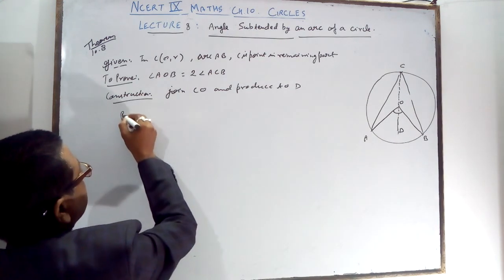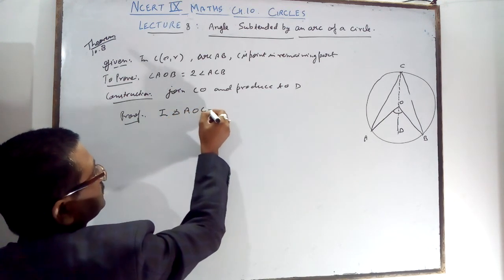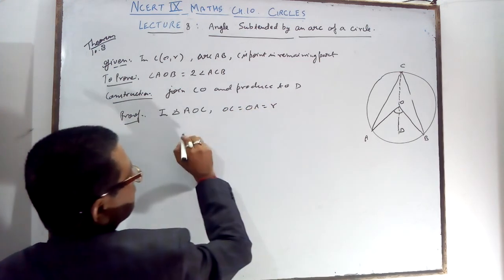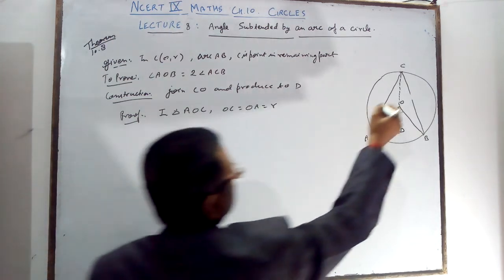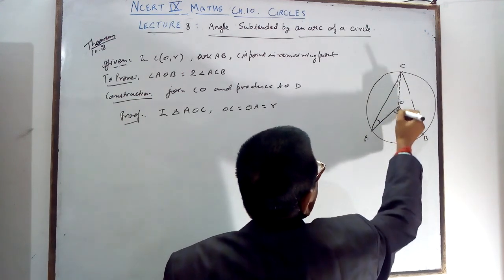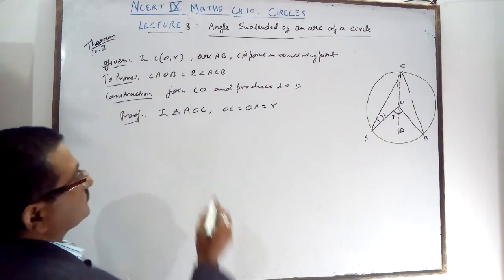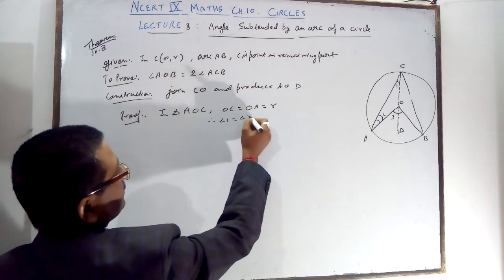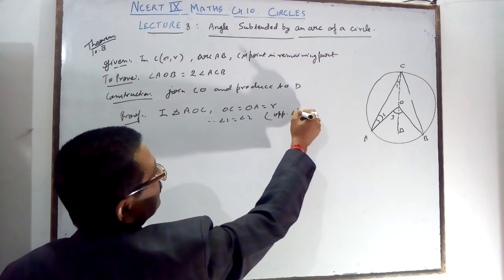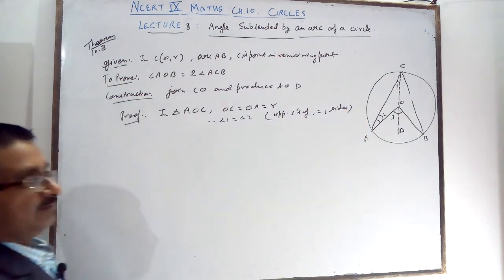Here, proof. Very easy proof. In triangle AOC, OC is equal to OA, equal to the radius. Clear? Label the angles 1, 2, 3. So angle 1 is equal to angle 2. Why? Opposite angles of equal sides are equal.